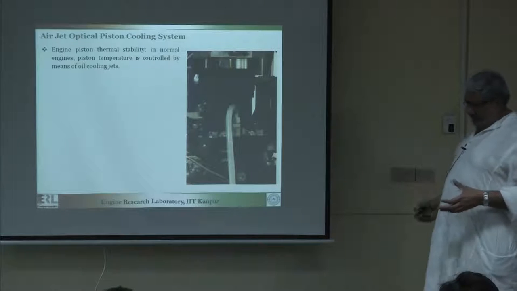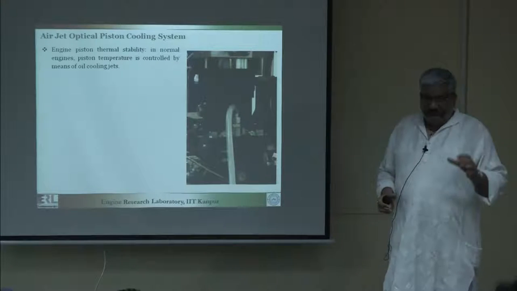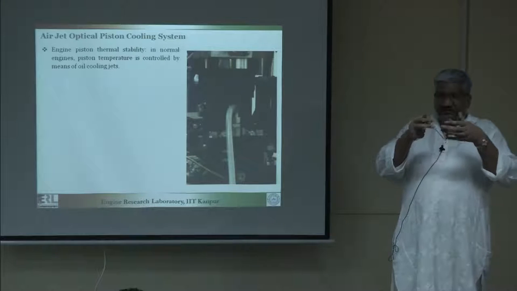If you look at the optical engine, the cylinder liner and the cylinder head have cooling, because there is coolant going into the cylinder head. The cylinder liner, which is optical, also has some kind of flow from outside, but the piston window doesn't have any air flow. So it becomes hot, and if it becomes hot it may break, so it needs to be cooled. So you take 6 bar air, put it in from the bottom and remove the heat. This is done by optical piston cooling. I think I have already shown you this.